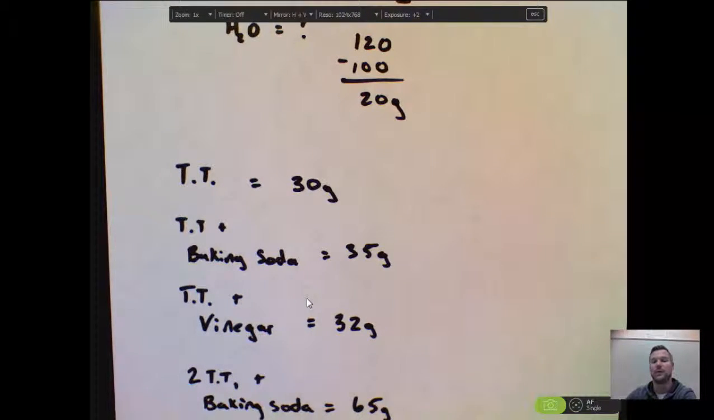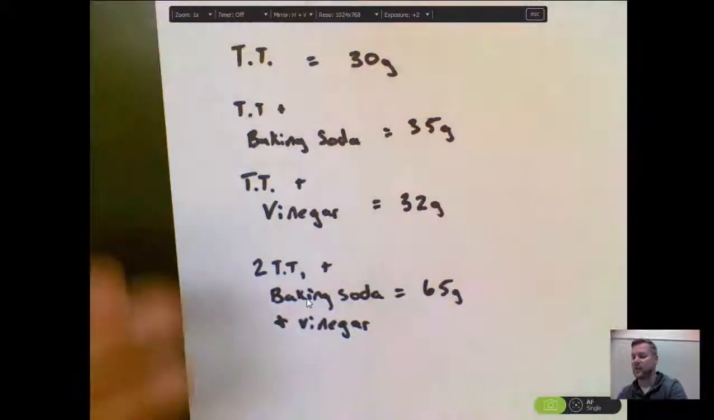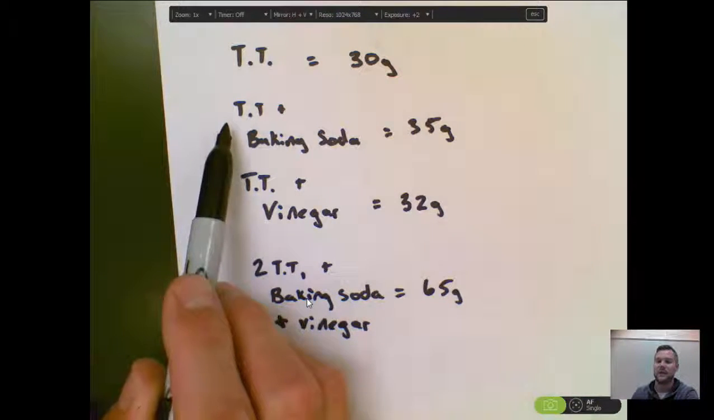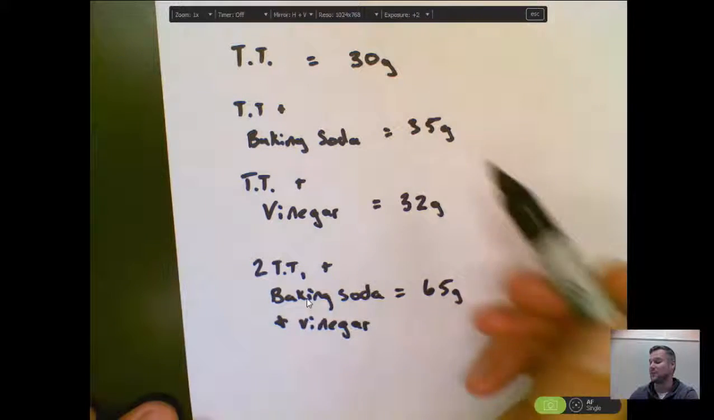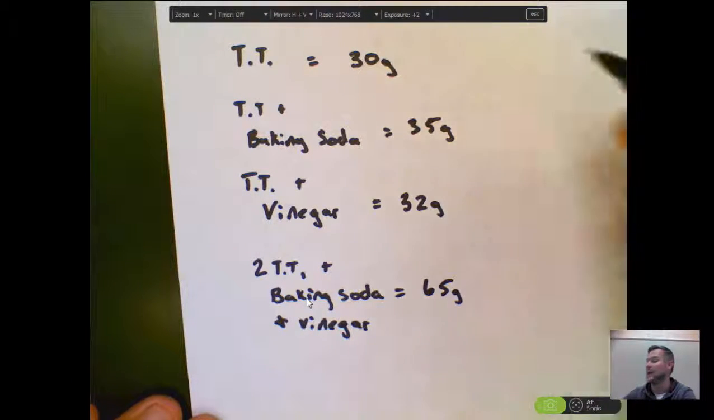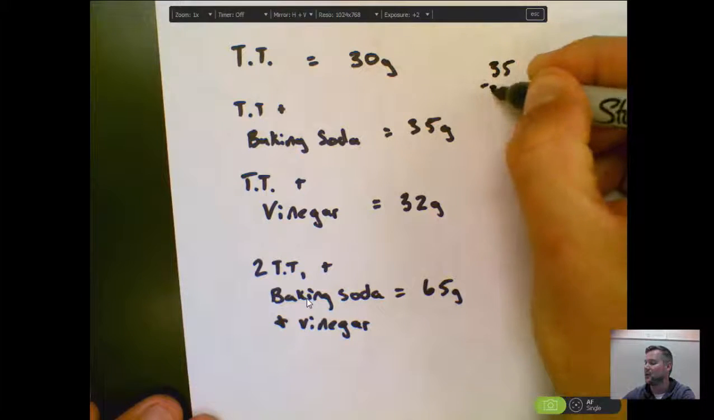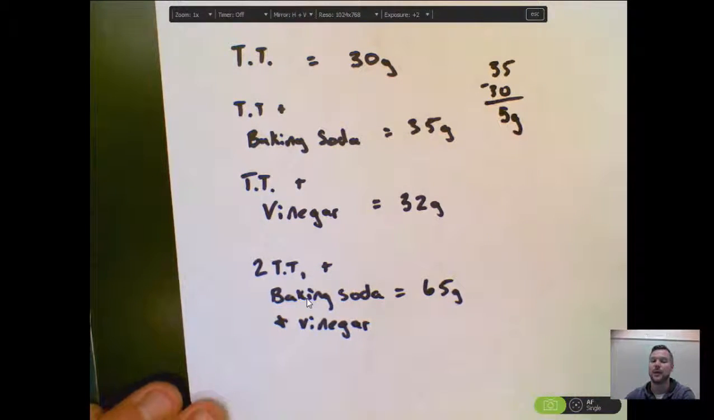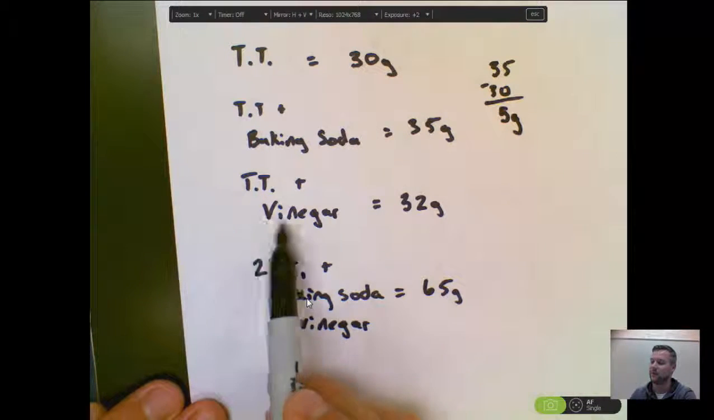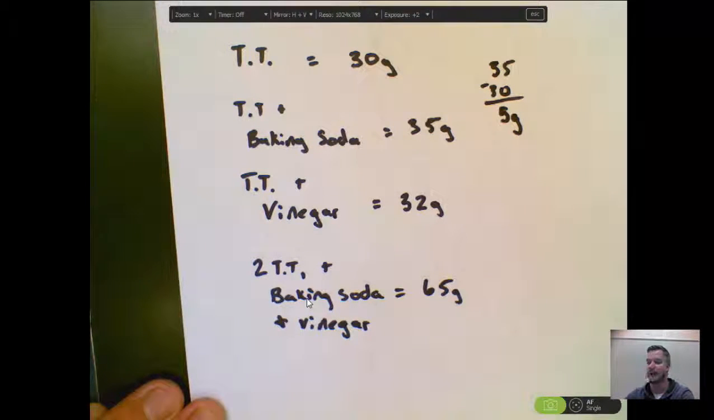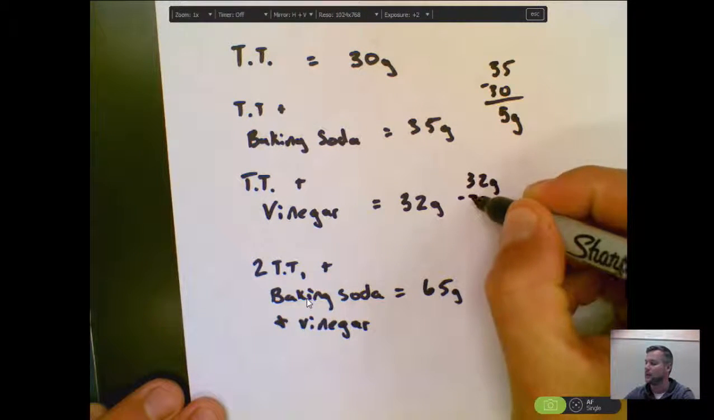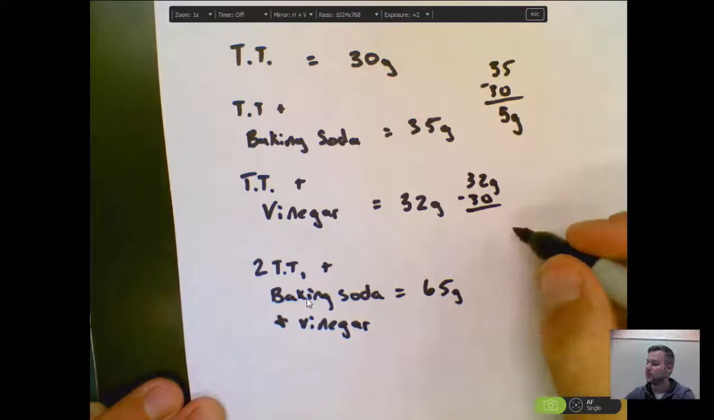Another scenario would be if we were to take a couple of chemicals and mix them together. Let's say that we have a test tube that weighs 30 grams. And let's say we have a test tube with baking soda that weighs 35 grams. Well, how much baking soda did we just add? That's 35 minus 30, which of course is 5 grams, just like the previous example. Likewise, if we have a test tube with vinegar and that weighs 32 grams, how much vinegar did we put into that test tube? So 32 minus 30, of course, is 2 grams.